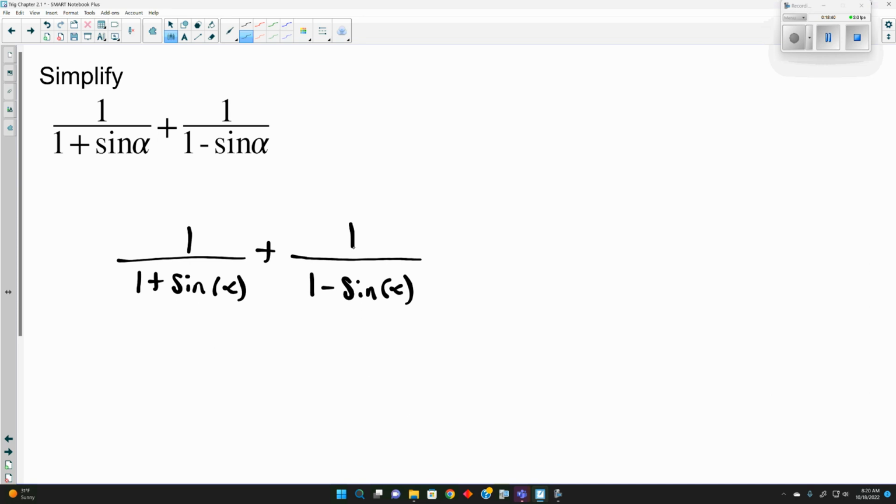So we need these denominators to be the same, yes? So what are we going to multiply the 1 on the left by? We'd have 1 minus sine of alpha. And the 1 on the left is going to be 1 plus sine of alpha.